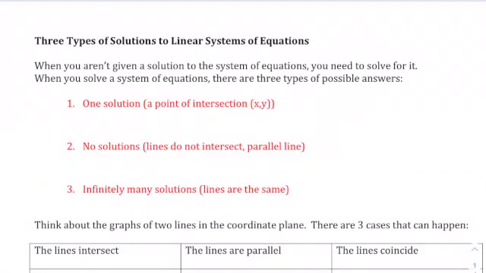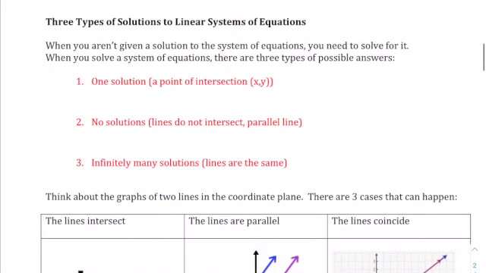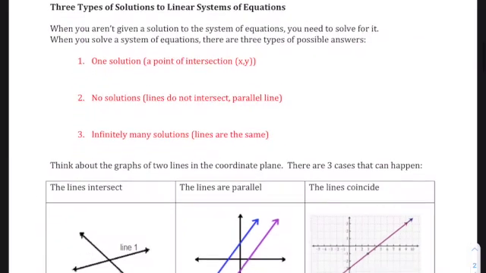So the next thing, three types of solutions to a linear system of equations. When you are given a system of equations, you need to solve for it. When you solve a system of equations, there are three types of possible answers. One, one solution, a point of intersection, an ordered pair. Two, no solution, lines do not intersect, they are parallel lines. Three, infinitely many solutions. The lines are the same.